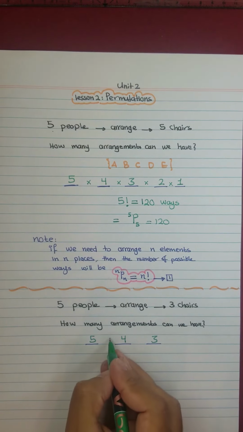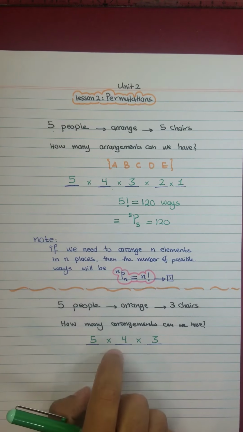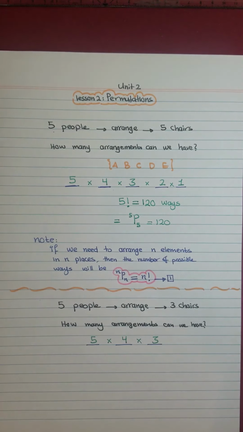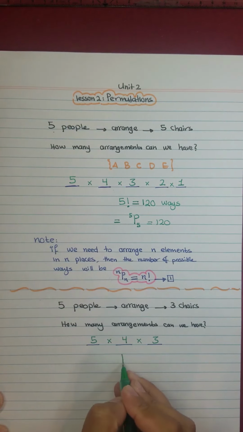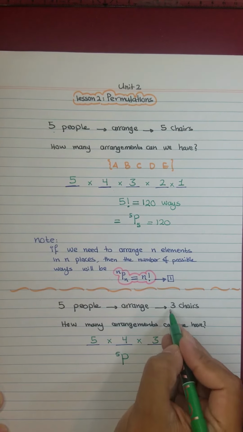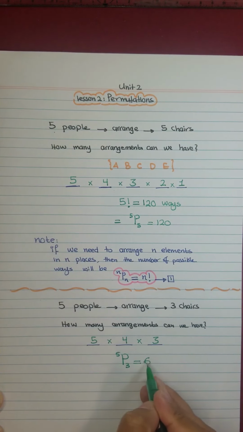So in this case, our answer is 5 times 4 times 3. This cannot be expressed as a factorial, because it did not reach all the way to 1. But it can actually be expressed in another way. We can express it as a permutation. We can write this as the permutation of 5 people sitting on 3 chairs. And this is going to be equal to 5 times 4 times 3, which is 20 times 3, which is 60.